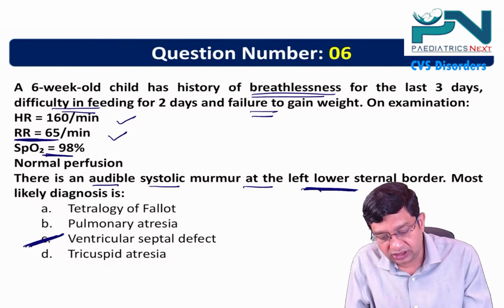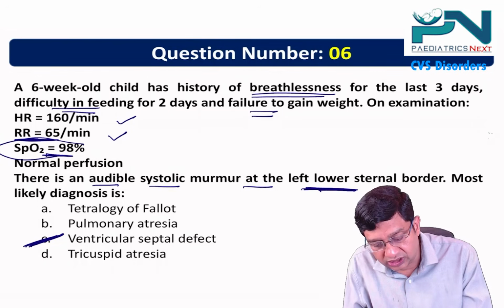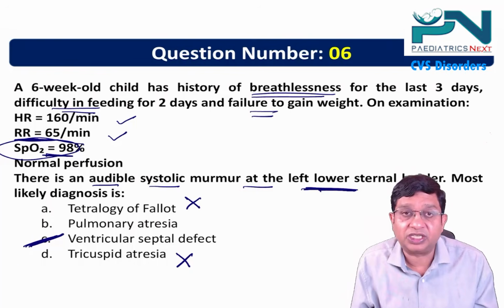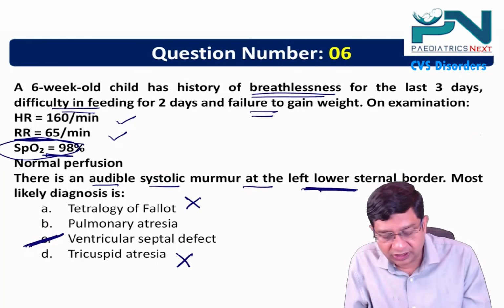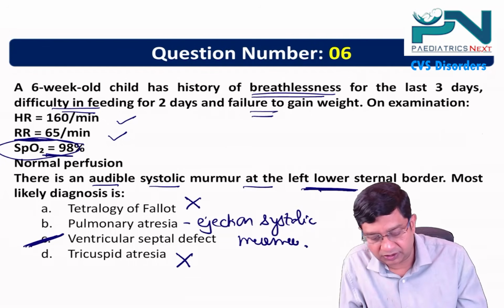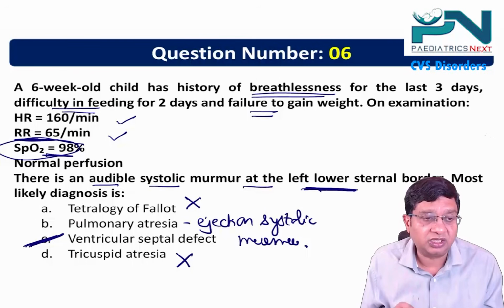That is the VSD. If you particularly see the saturation is 98, which cannot be seen in TOF, cannot be seen in tricuspid atresia. And in the pulmonary atresia, there is the ejection systolic murmur. So this is basically what we say is the VSD answer.